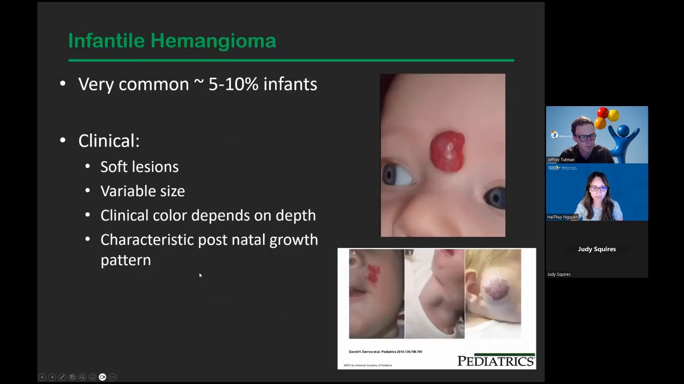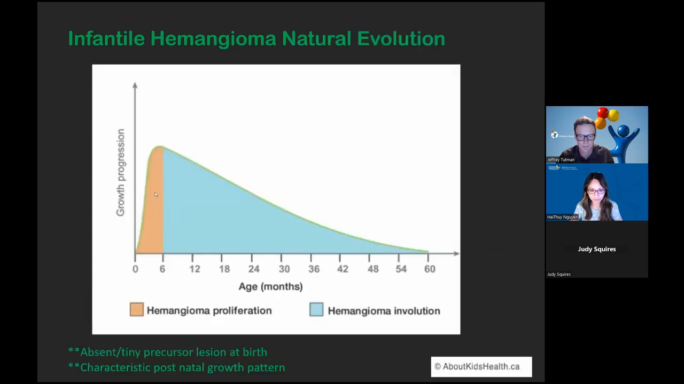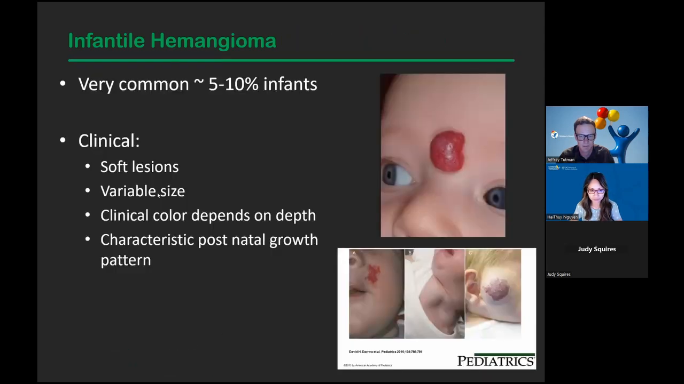So infantile hemangioma is super common. I'm sure you've all seen them out in the world, and in the hospital, both inside the ultrasound department and outside. One of my kids had, I think, two of them. Clinically, they're supposed to be very soft. They can be variable in size. I'm sure you've seen really tiny ones and really big ones. I think it's important to realize that the clinical color really depends on the depth of the lesion. I think that confuses a lot of people, and it led to terms like strawberry hemangioma, which we're not supposed to use anymore.